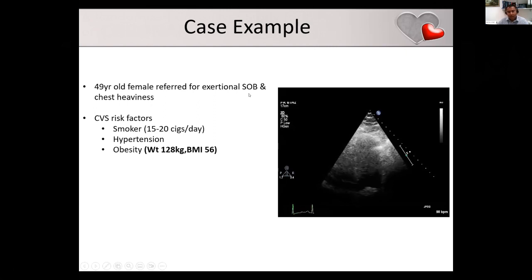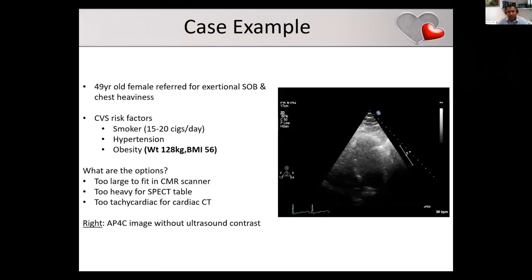Of course, when someone has breathlessness and a BMI of 56, it's very tempting to just say, well, it's just the weight. But if the symptoms are new and if they have cardiovascular risk factors, you are obliged to make sure they don't have coexistent coronary disease. But what are the options for someone like this?